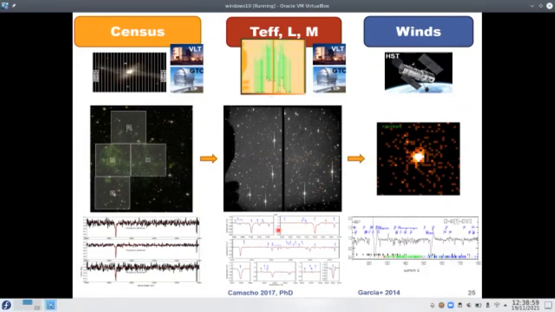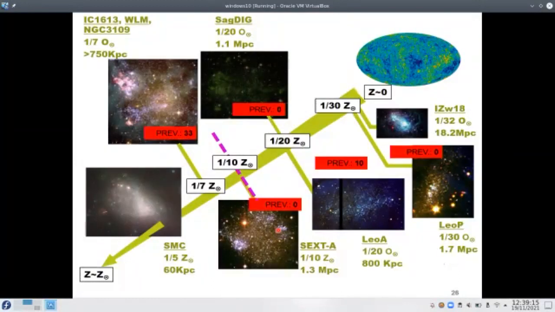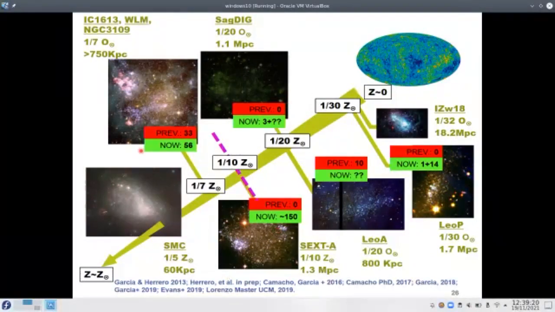And then for a subset of the stars, we obtain ultraviolet spectroscopy to study the winds, because the winds of these stars are so weak that we only have signatures of the winds in the ultraviolet. And this is the situation at the moment. We duplicated the number of massive stars known in IC1613, and the galaxy where we are working most intensively is Sextans-A.